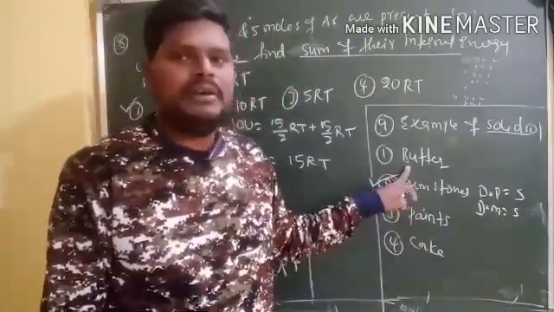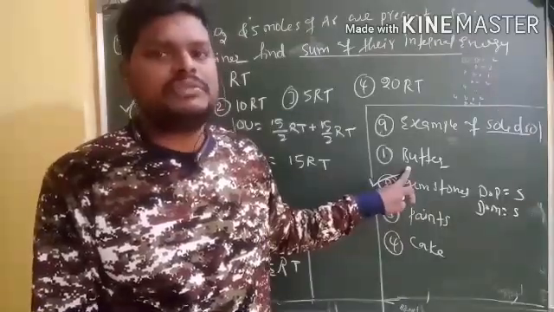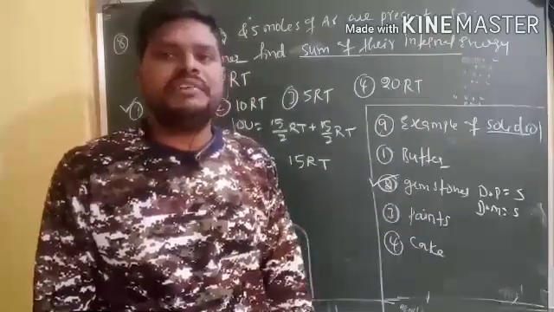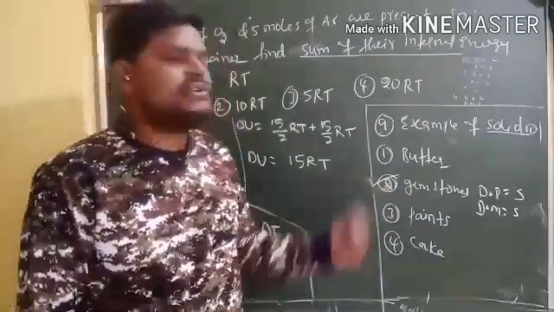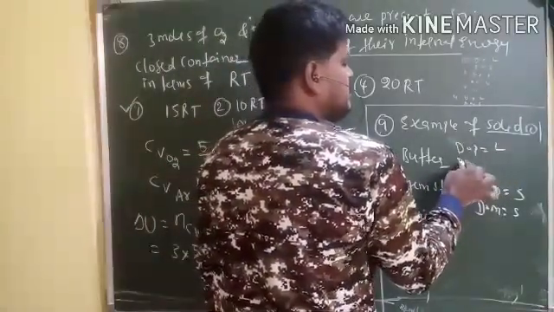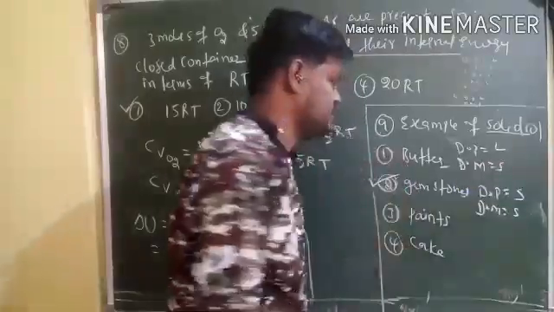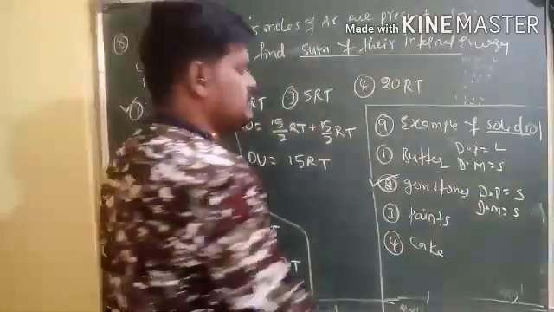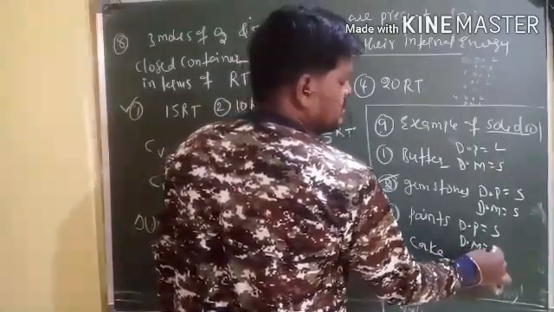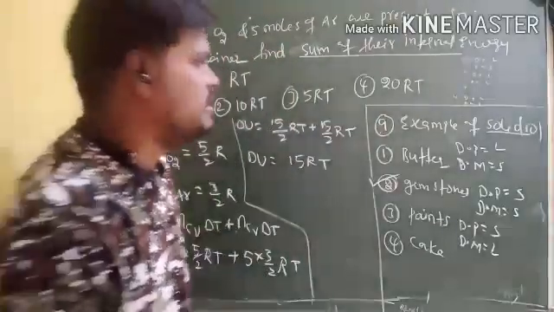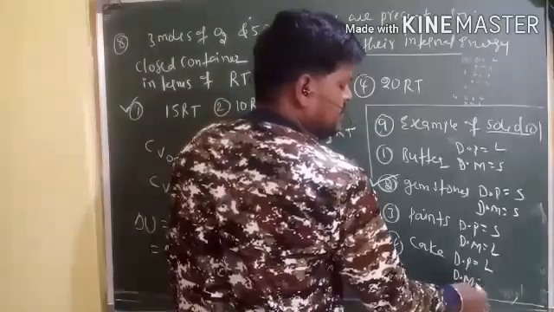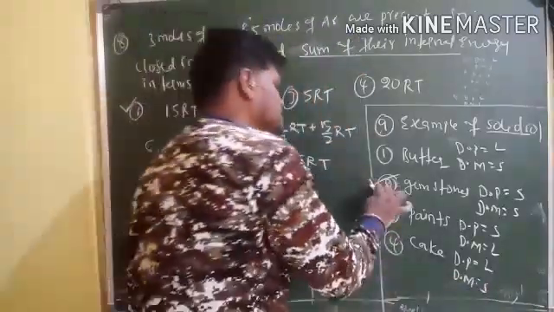What about the first one? Butter. Butter is not a solid sol. Why? Because here in butter the dispersed phase is liquid and the dispersion medium is solid. What are paints? Paint has a solid dispersed phase but the dispersion medium is liquid. What about cakes? The dispersed phase is liquid and the dispersion medium is solid. So that's why here only the second option is correct.